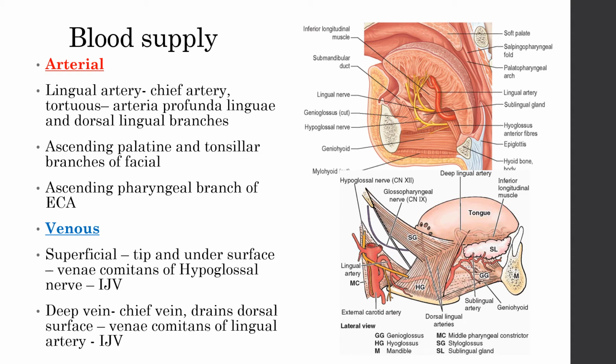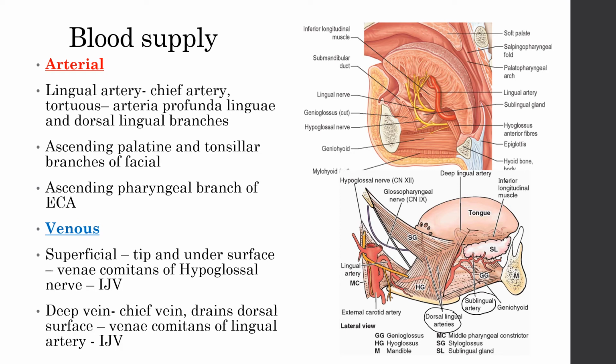So this is the arteria profunda linguae, and there are a few dorsal lingual branches, and there is the sublingual artery which supplies the remaining part. Also there are branches from the facial artery, that is ascending palatine and tonsillar, and branches from the ascending pharyngeal, which is a branch of the external carotid artery.